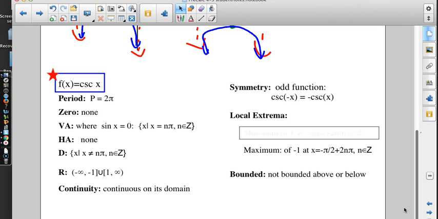And then the local extrema, we're still looking at a 1 and a negative 1, but different locations this time, sliding it over a little bit. So just like we talked about the phase shift, making cosine be sine, sine be cosine, it's the same thing here. So minimum of 1 at x equals pi over 2 plus 2n pi, where n is the set of all integers, and a maximum of negative 1 at negative pi over 2 plus 2n pi, where n is the set of all integers. Not bounded above or below. Arrows are showing we're going up forever and we're going down forever.